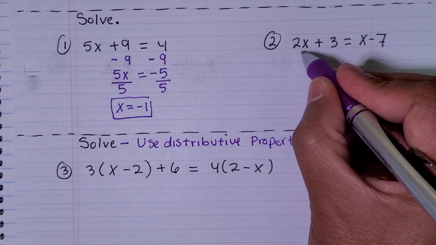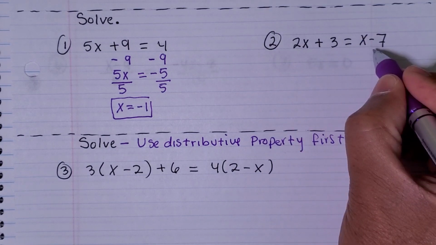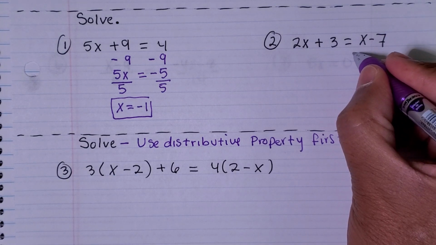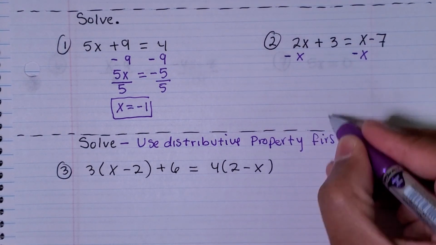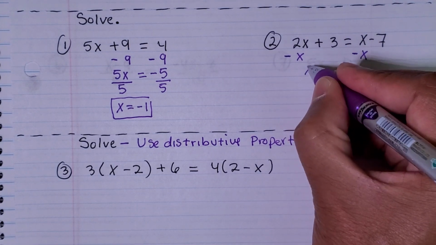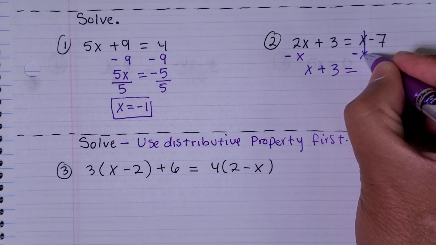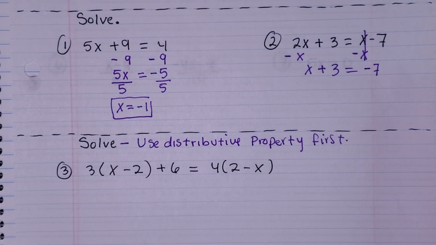So this one, notice that we have 2x plus 3 equals x minus 7. So now we have variables on both sides of the equation. I like to keep the variables on the left, so I'm going to subtract this x from this side and also from these 2x. So once I do that, I'm left with just 1x plus 3 equals, these cancel, so I just have -7 left on the right hand side.